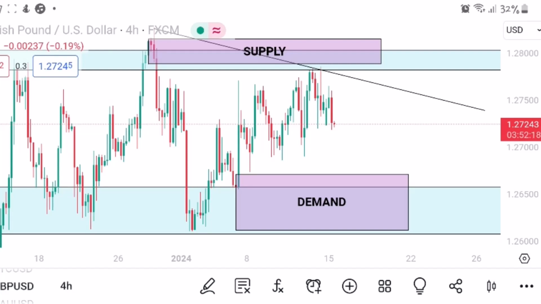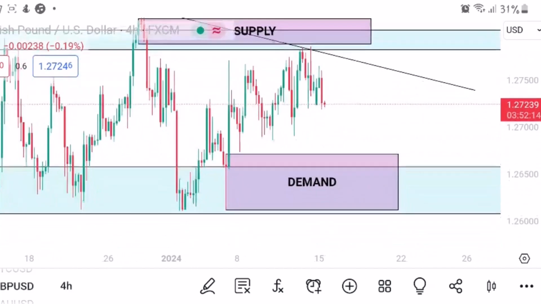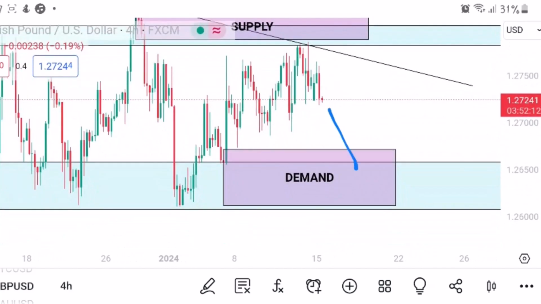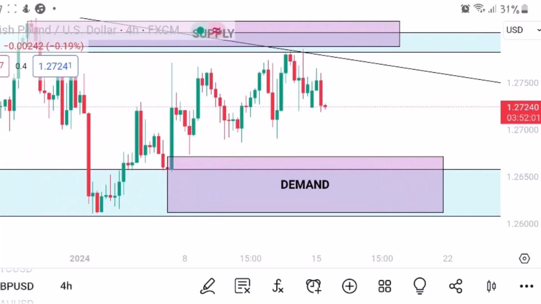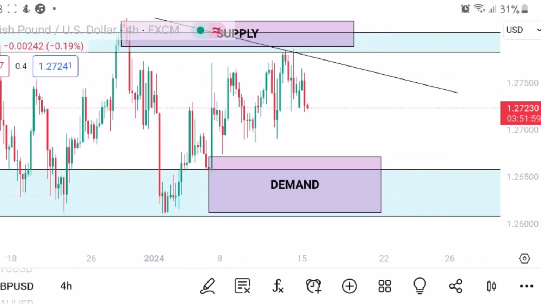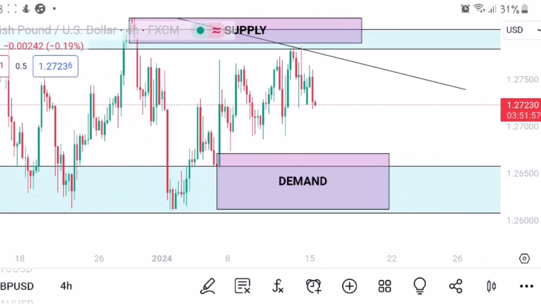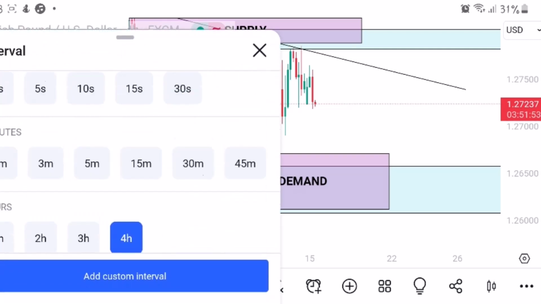So what will I be doing this morning? I want to be selling this into this demand level here. That's what I want to be doing this morning. What is happening right now is that price closed massively bearish, and I want to be looking for a selling opportunity on a 15-minute time frame. So what will I do? I'll go to the 15-minute time frame.